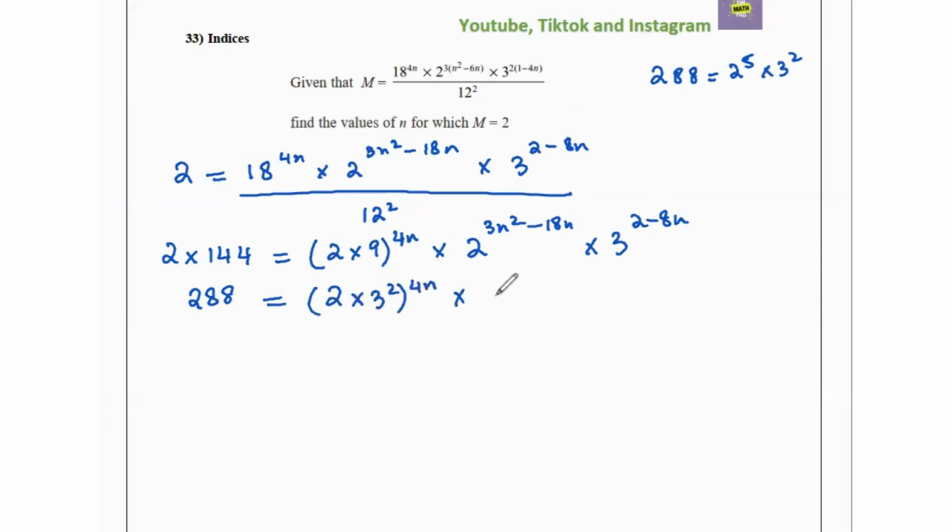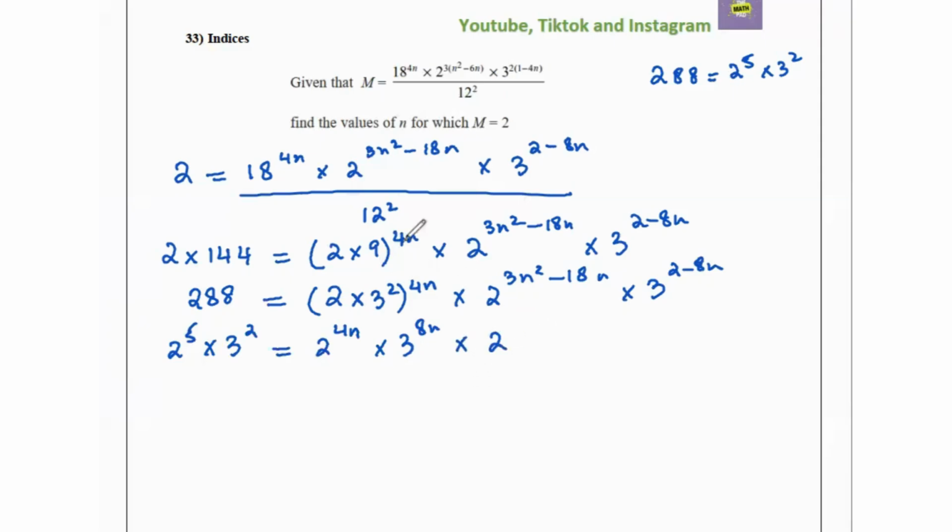So when we distribute the power, it's going to come on 2 and 3. This becomes 2 to the power of 4n times 3 to the power of 8n. We're distributing the power of 4n over 2 and 3. Now we've split the 18 into 2 and 3 base as well. Now, if you notice, we only have the base of 2 and 3 for all of the exponents. So I'm going to combine the 2's and the 3's with each other.